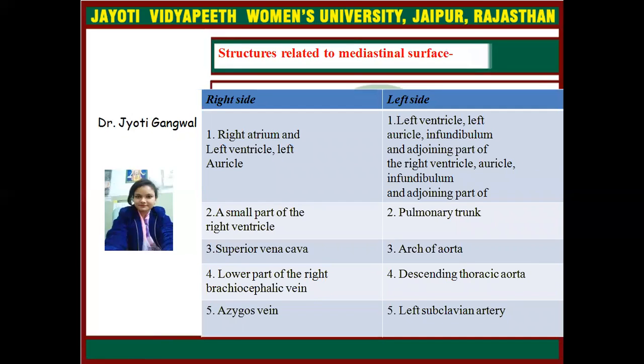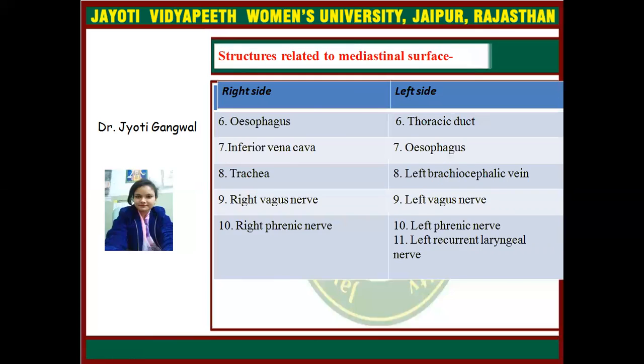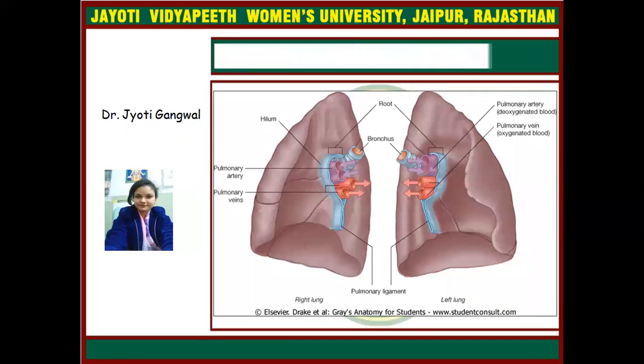Structures related to the mediastinal surface. We can see in this diagram that there are some structures related to the mediastinal surface: bronchus, pulmonary artery, veins.